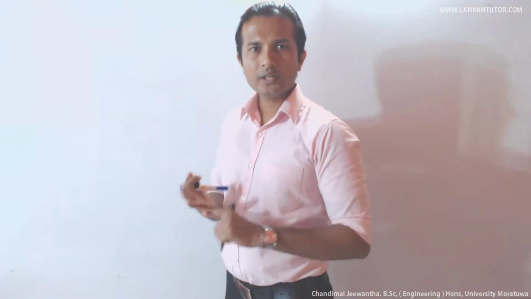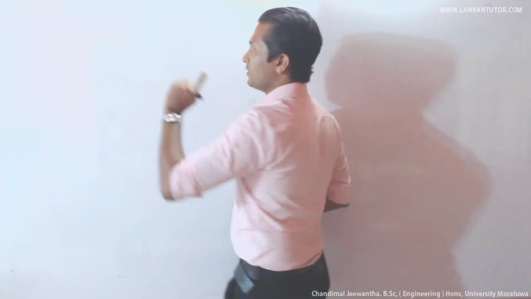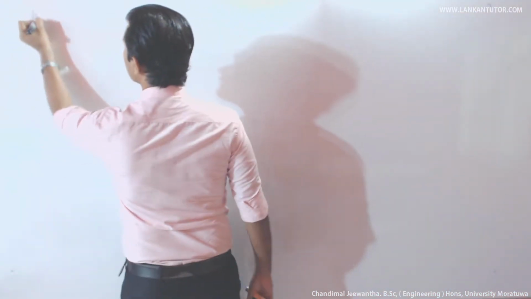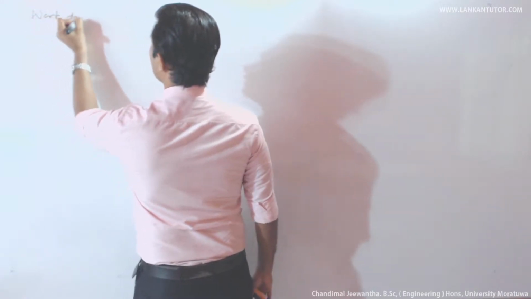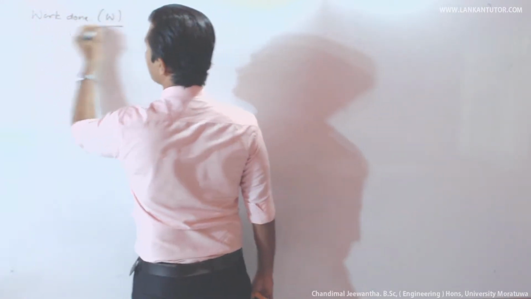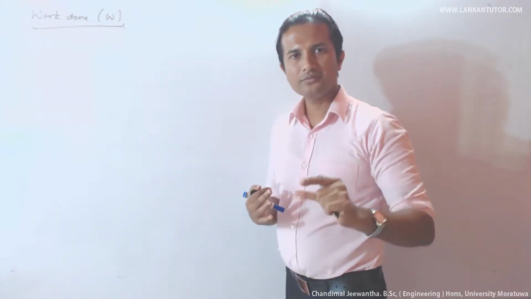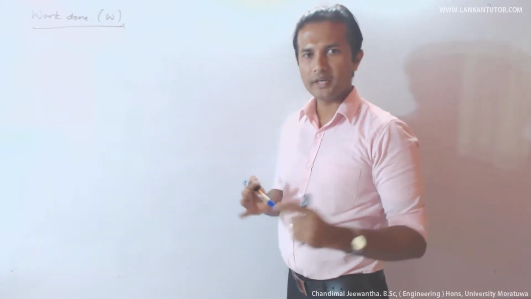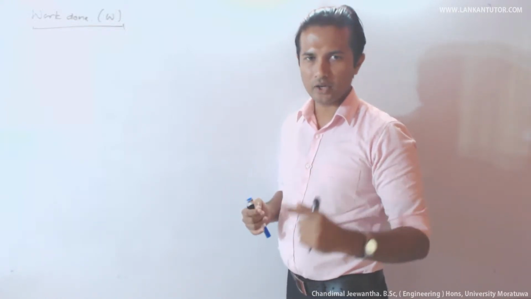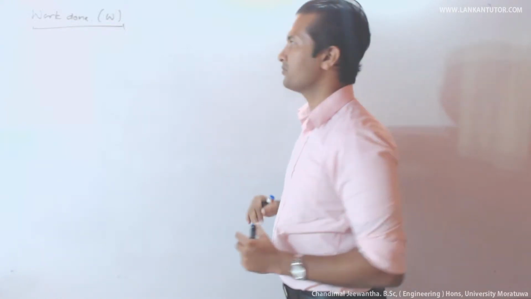Okay, let's move on to work, power and energy. What is work done? The symbol is capital W. It is the process of displacing an object using unbalanced force.